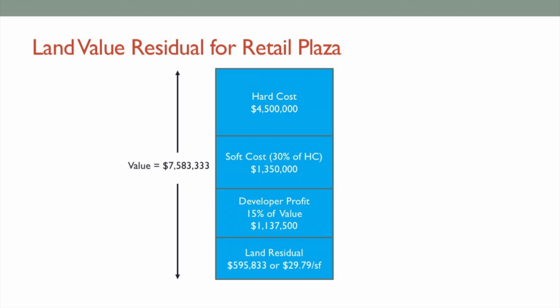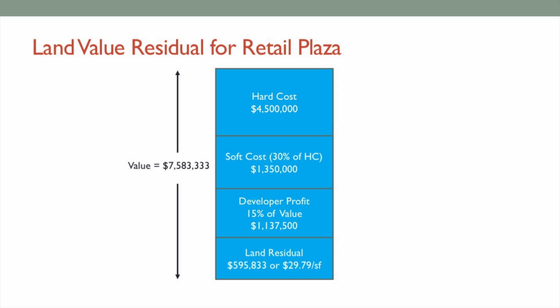So we have the value, and these are numbers, again, that I'm just putting up here for discussion. This is the value. Hard cost, $4.5 million. The soft cost, 30% of hard cost, $1.35 million. The developer profit, 15% of the value, which is $1.137 million. So they figured out, these are the things I know. How much should I pay for the land to give me that 15% return? They take out the hard cost, the soft cost, and the developer profit, and what's left is the land. That's the last cost that needs to be taken into account.